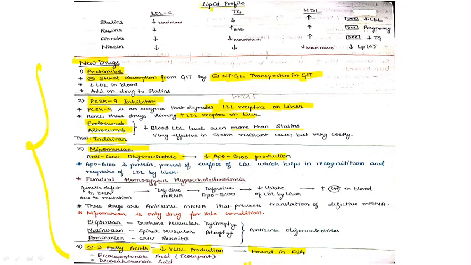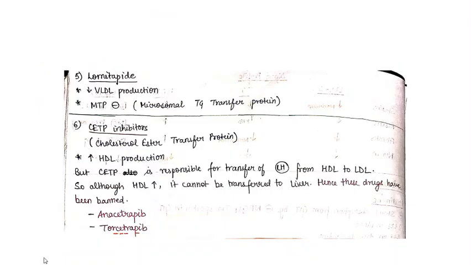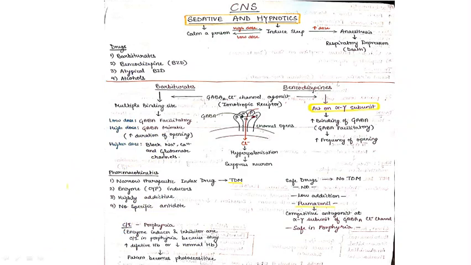You can also go through the lipid profile effects of the different drugs we have discussed: statins, resins, fibrates and niacin. So this is about your hypolipidemic drugs. The next drug is lomitapide. It decreases your VLDL production. The next drug is CETP inhibitors, meaning cholesteryl ester transfer protein inhibitors. This will increase your HDL, including anacetrapib and torcetrapib. So just remember the names of the drugs. Names of the drugs can be asked in viva exams. So this is all about your blood pharmacology.